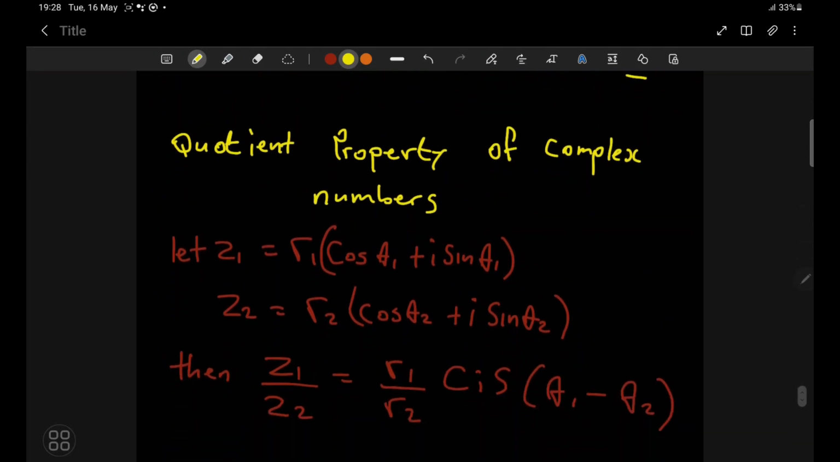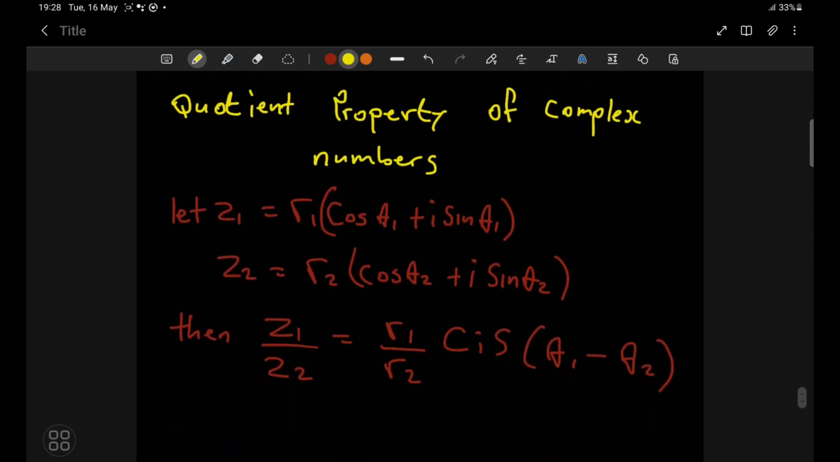Then the other part is the quotient property of complex numbers. If you divide two complex numbers in polar form, the result is this. You need to master this, you need to know it, so that you are able to solve any questions that will be given, whether to multiply or divide two complex numbers. Let's look at some examples.